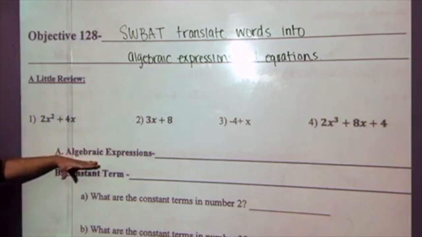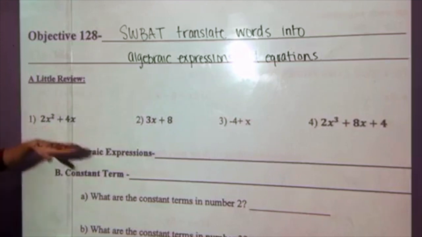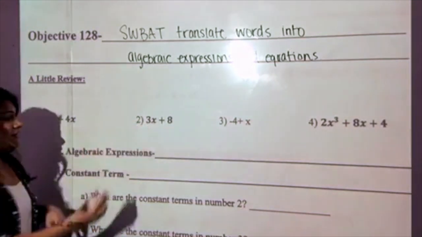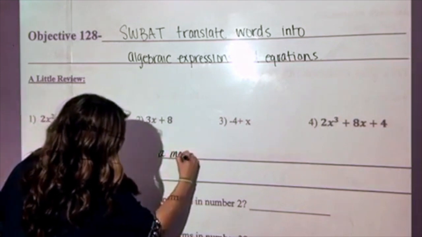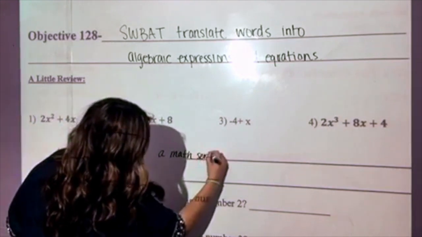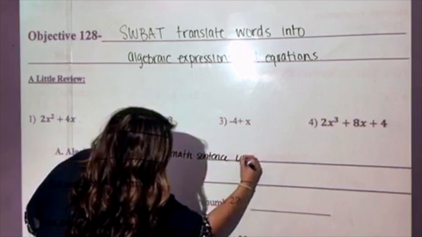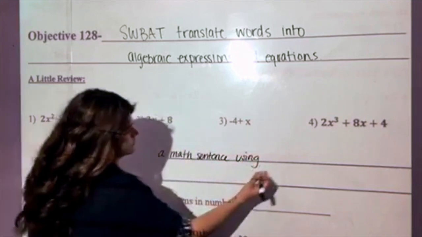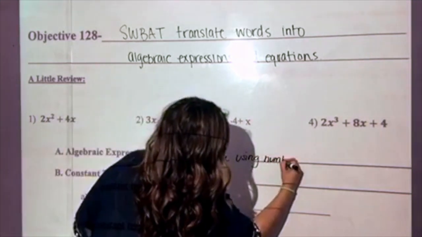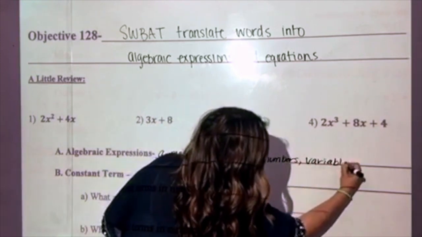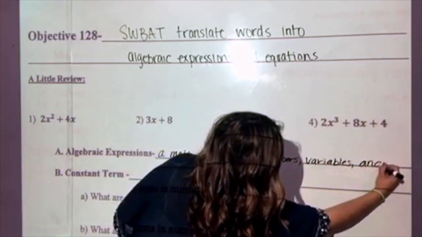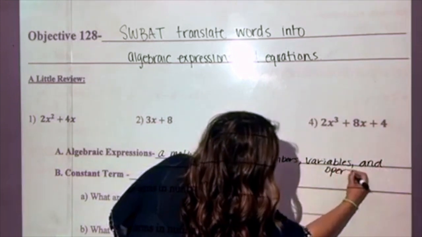So an algebraic expression is exactly what you see here. It is a math sentence using numbers, variables, and operations.